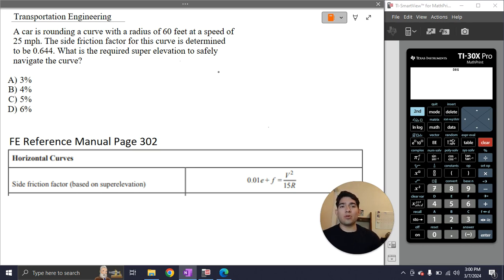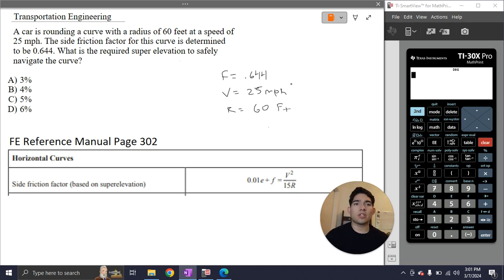And what I'm going to do is write down the parameters that we have for this formula. So we have the friction factor, which is 0.644. And then we have the design speed, which is 25 miles per hour. And then we also have the radius, which is equal to 60 feet in this case.